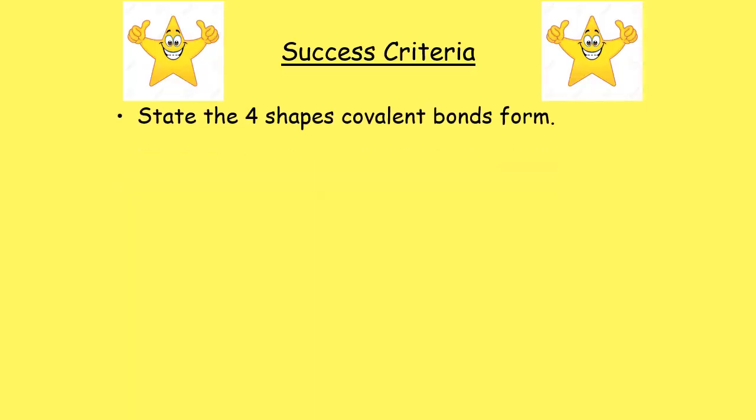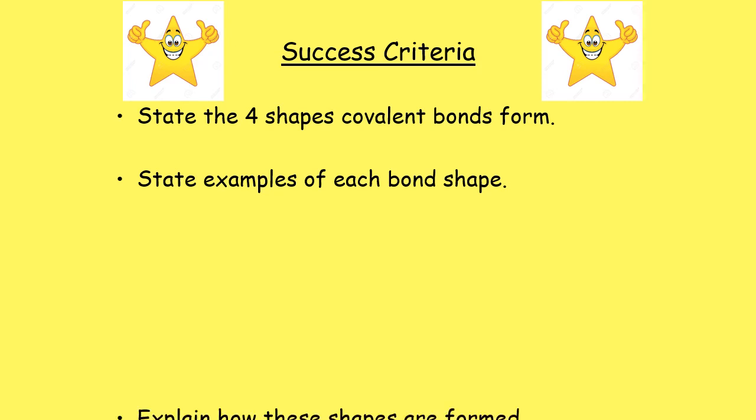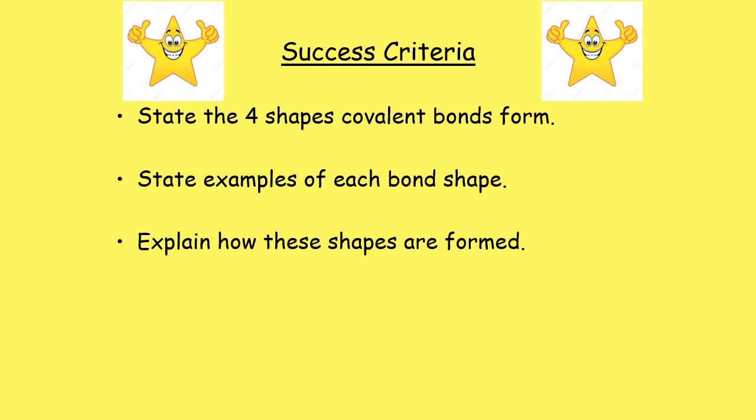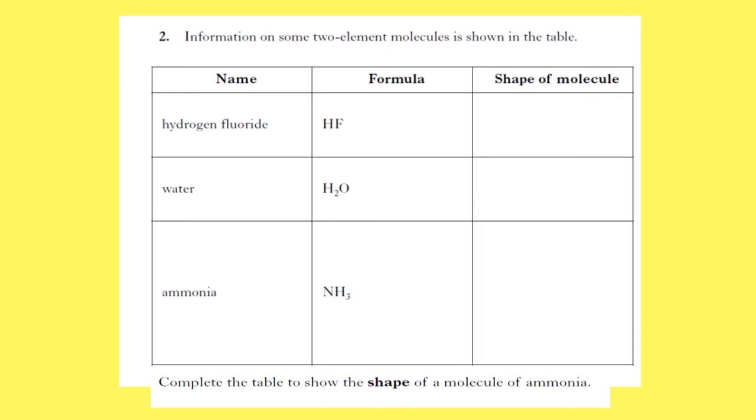So hopefully you can give the names of the 4 shapes. That would be linear, angular, trigonal pyramidal, and tetrahedral. You can give examples of each shape. So that would be hydrogen fluoride, water, ammonia, and methane. And you could explain how these shapes are formed. So the shapes are formed because each hydrogen needs to get 1 electron, but the central atom needs to get more. So now we have some past paper questions.